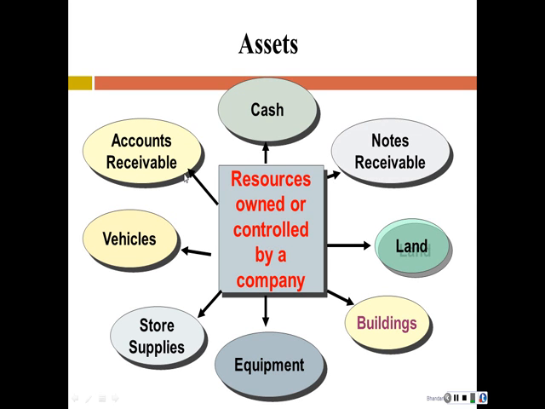Accounts receivable is a right to receive payment in the future. So when a business sells products or services to customers on credit, that is by agreeing to accept payment for them at a later date, they have a right to receive that payment in the future, and that right is an asset, which is called accounts receivable.